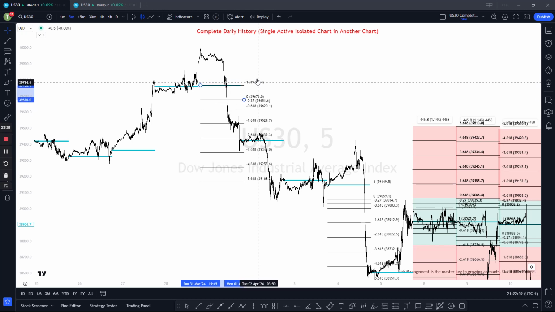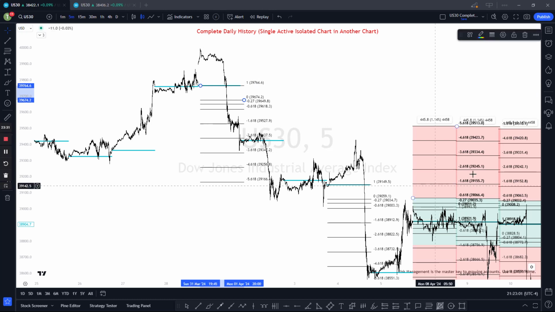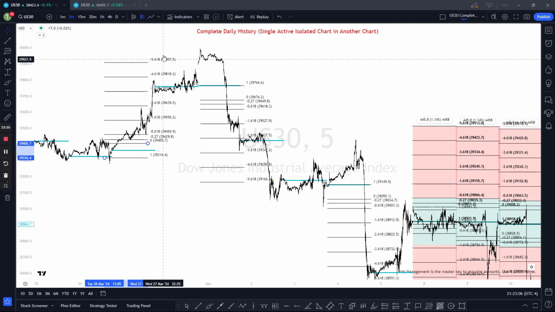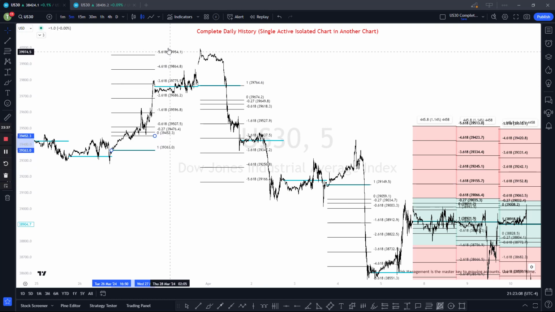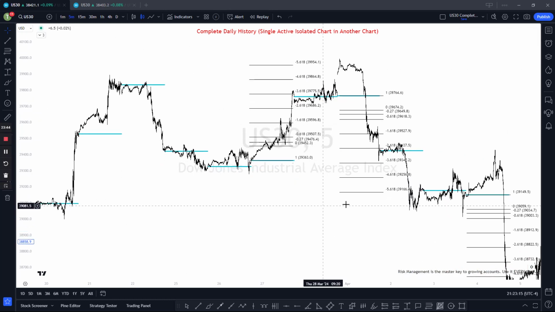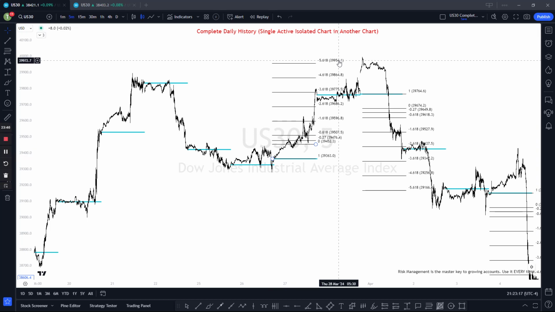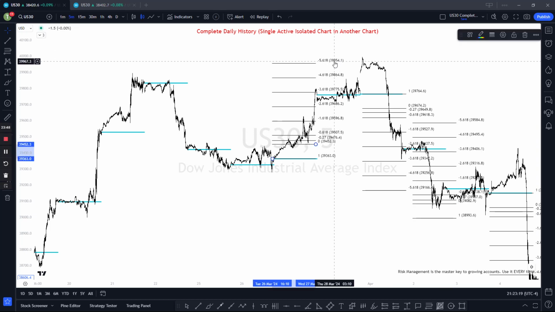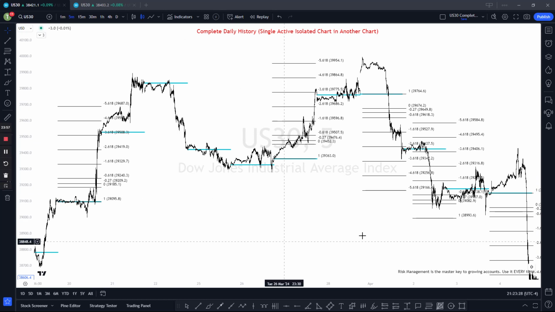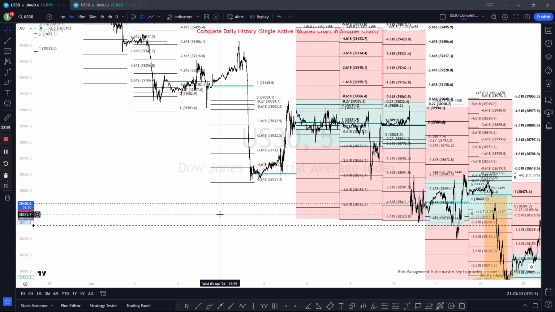Is it starting to make sense? Okay. To the upside. Cool. All right. Let's move on. I think we got the point. But anyway, these previous daily closing prices layered in are powerful concepts. Okay. Maxing out price.